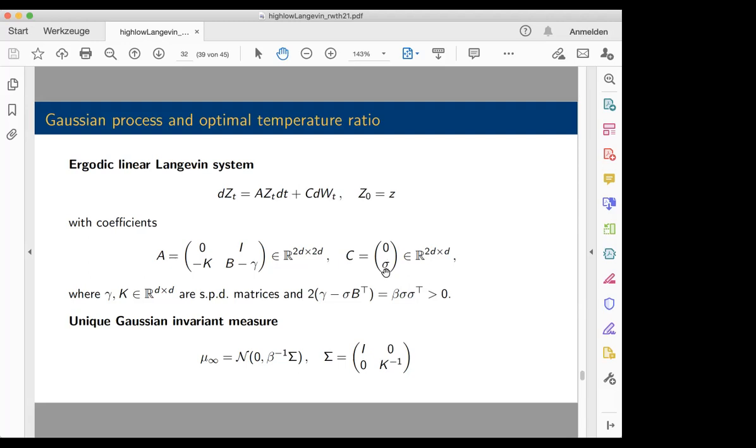Gamma and K are symmetric positive definite matrices, and I assume that my modified fluctuation dissipation relation holds. This is the relation that guarantees that I sample from the correct invariant measure. The invariant measure is in this case Gaussian, with covariance given by the inverse of the Hessian of the Hamiltonian. So it is block diagonal, with the identity here because my mass matrix is the identity, and the inverse of the stiffness matrix that comes from the quadratic potential. That's the unique invariant measure, so it's Gaussian.